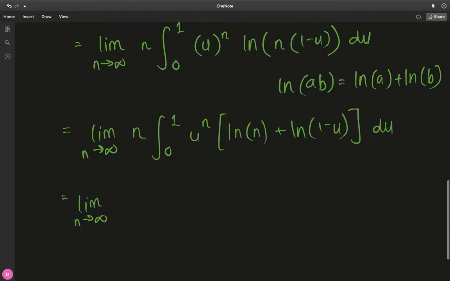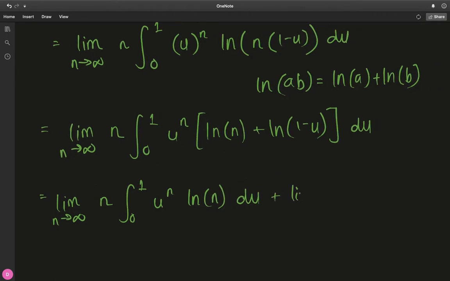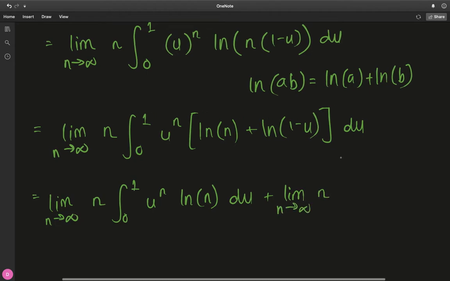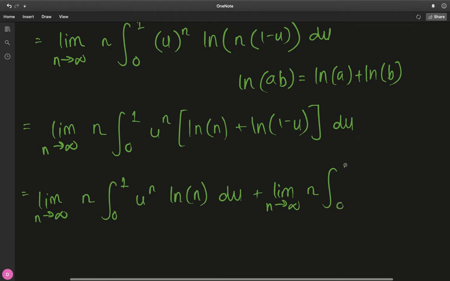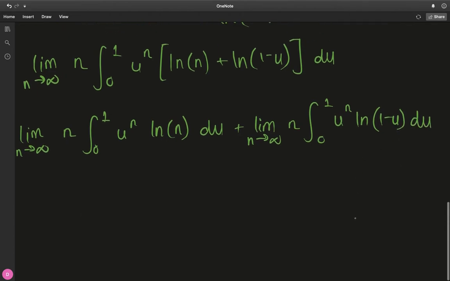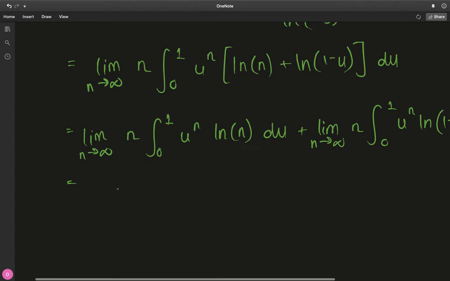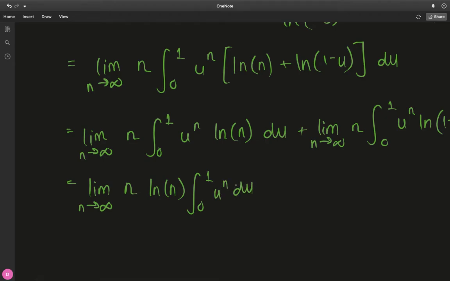So limit as n goes to infinity of n times integral from 0 to 1 of u to the n times natural log of n du, plus limit as n goes to infinity of n times integral from 0 to 1 of u to the n times natural log of 1 minus u du. Well, we can pull the natural log of n outside because it does not depend on u. Limit as n goes to infinity of n times natural log of n and integral from 0 to 1 of u to the n du.